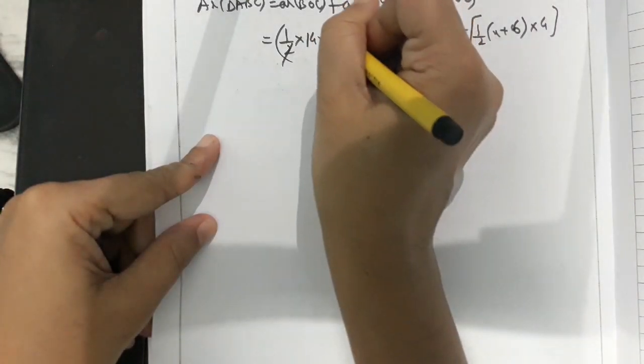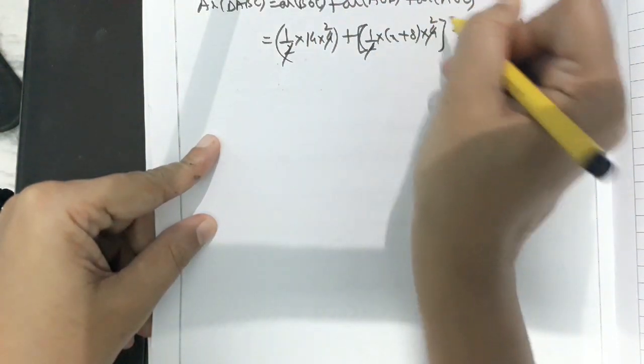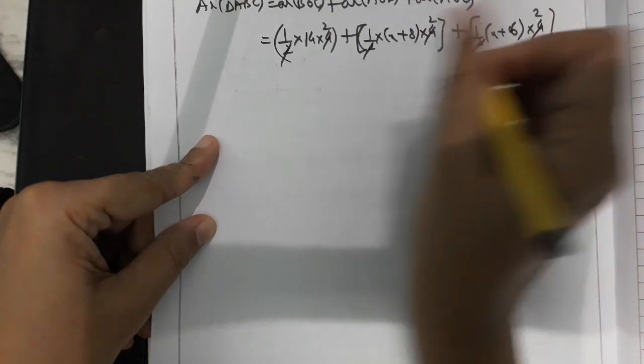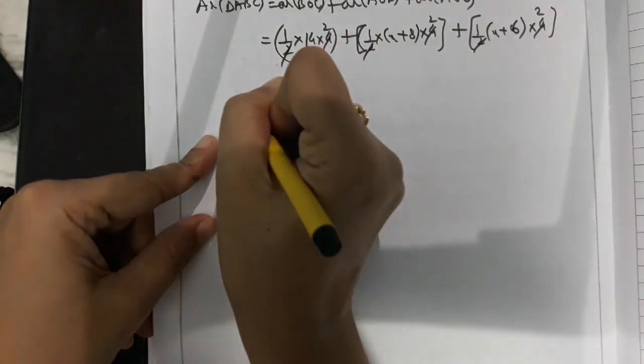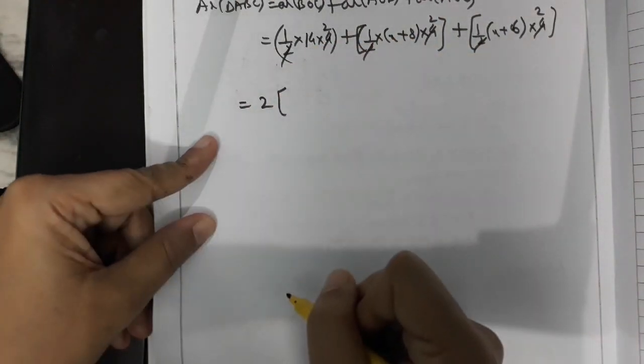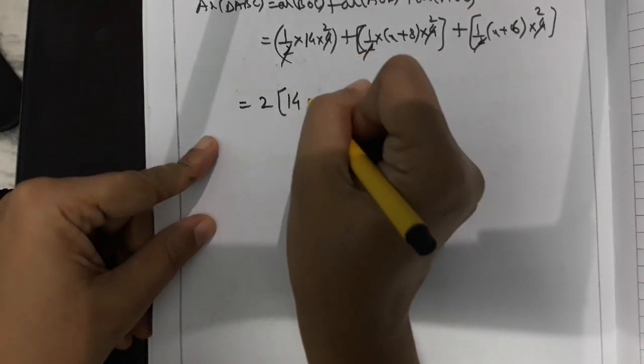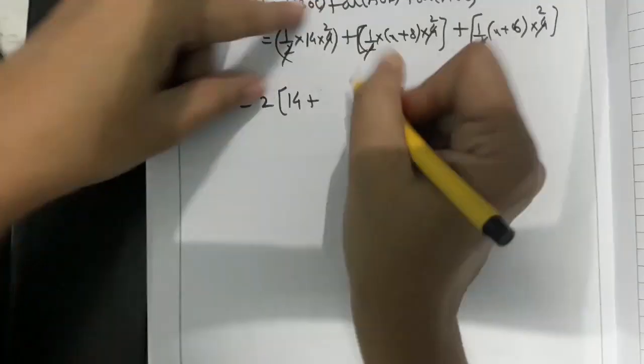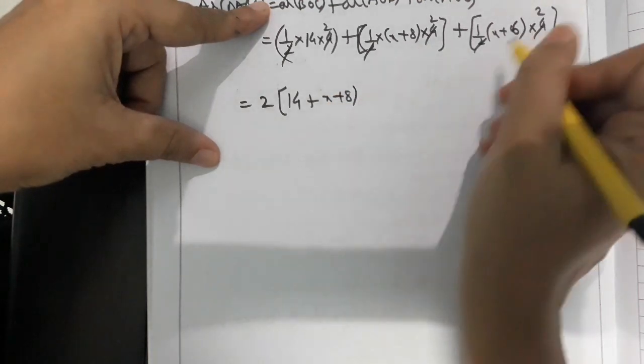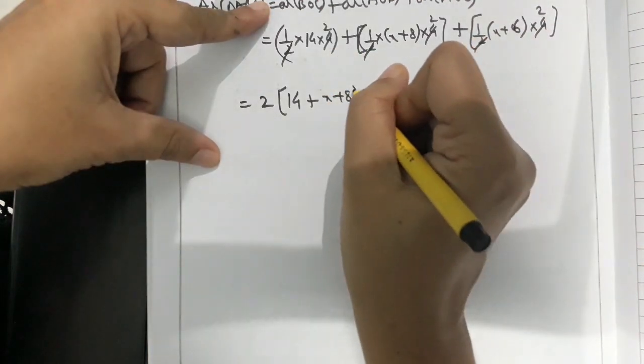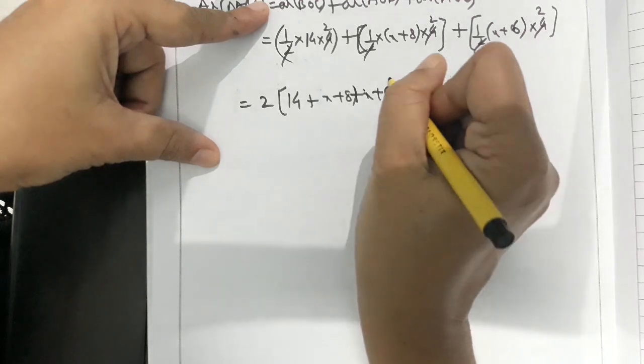Now 2 1s are 2, 2 2s are 4. From all these three brackets we can take out 2 common. And we are left with 14 plus, over here we are left with x plus 8 and over here we are left with x plus 6.